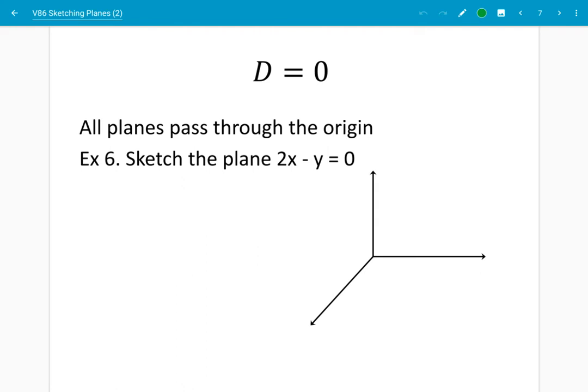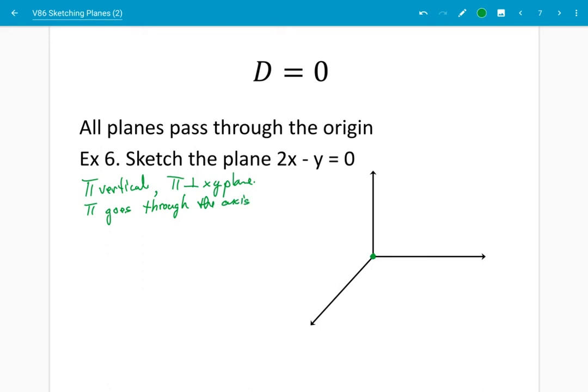Now we're going to deal with the cases where d is equal to 0. And these all go through the origin. That's one thing for sure. So you always have this. But notice in this first one, there's no z value. That means z can be anything. Okay, so this plane is vertical. The plane will be perpendicular to the xy plane. And the plane goes through the z-axis.